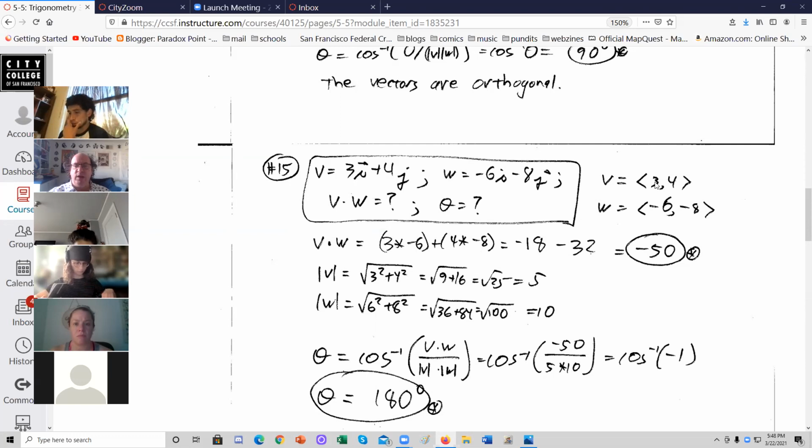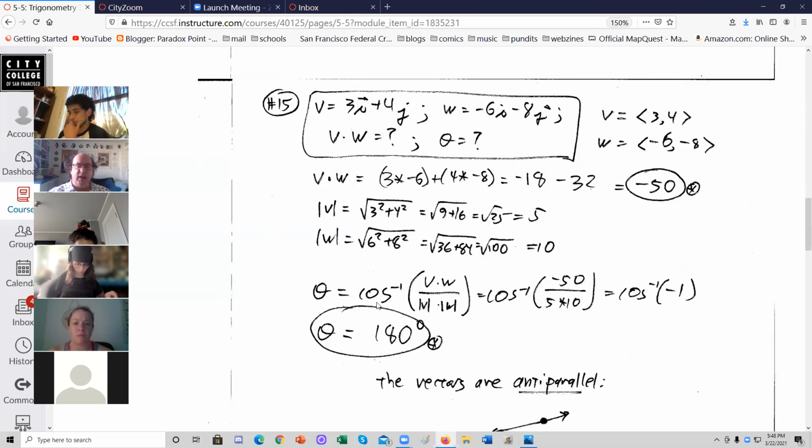The length of V is the square root of 3 squared plus 4 squared, which comes to 5. The length of W is the square root of negative 6 squared plus negative 8 squared, which comes out to 10. And so theta is the arc cosine of the dot product over the lengths. The dot product is negative 50. The lengths are 5 and 10. So you get arc cosine of negative 1, which is 180 degrees. They are in opposite directions. That's called anti-parallel.